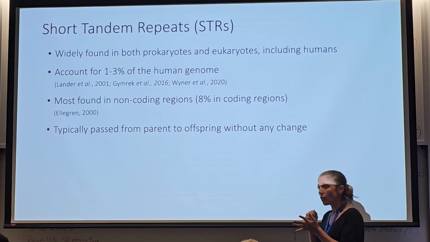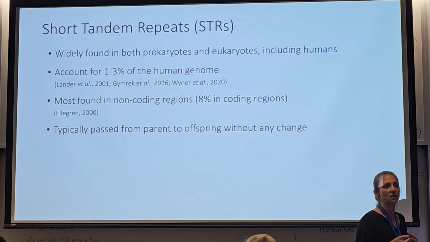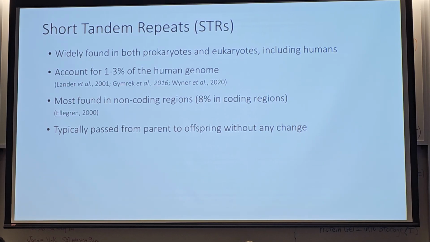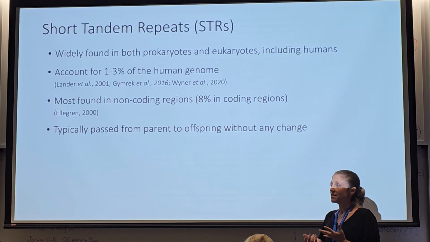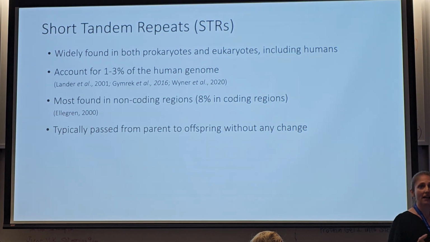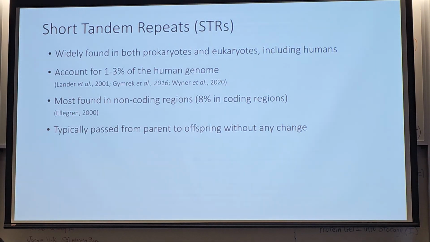Most of them, not all, but most of them are found in non-coding regions, okay? So only about 8% are actually found in coding regions of the genome. And these are typically passed from parent to offspring without any change to them, okay?